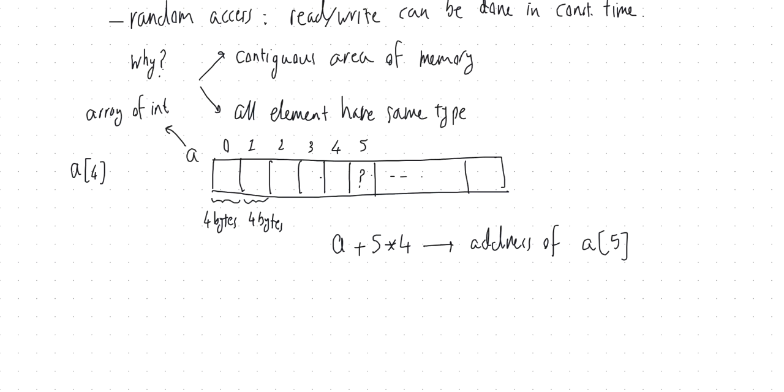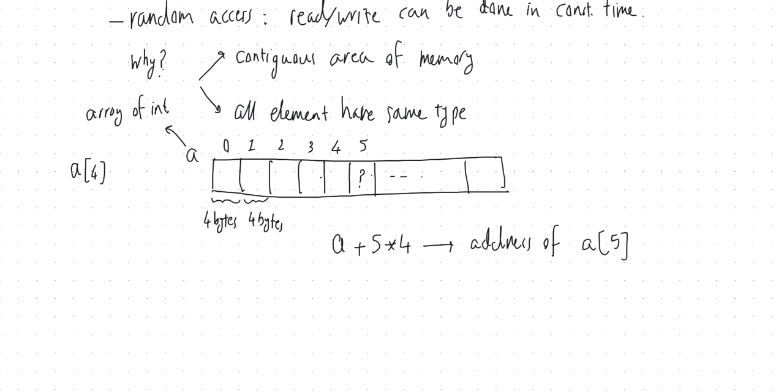So you don't have to traverse, in contrast to a linked list, as we will see in the next video. In a linked list, to go to the fifth element, you have to start from the first element, or first node, as we call it in a linked list. Then from the first node, you can find where the second node is. From the second node, you can find where the third node is. So you have to traverse it. And because of that, it's not constant time to go to the nth element. But here, you can just do the math, constant time, then you find the address, go to that location in the memory, and read or write.